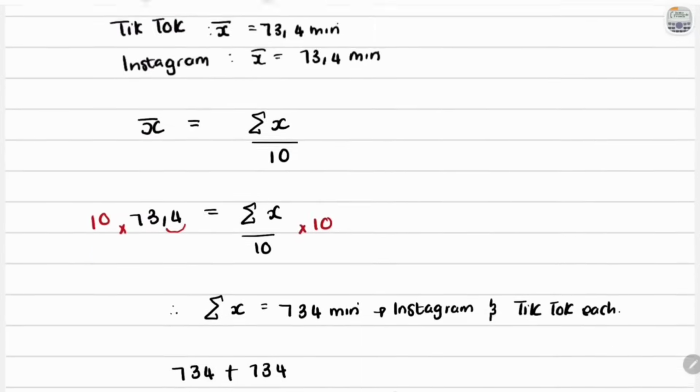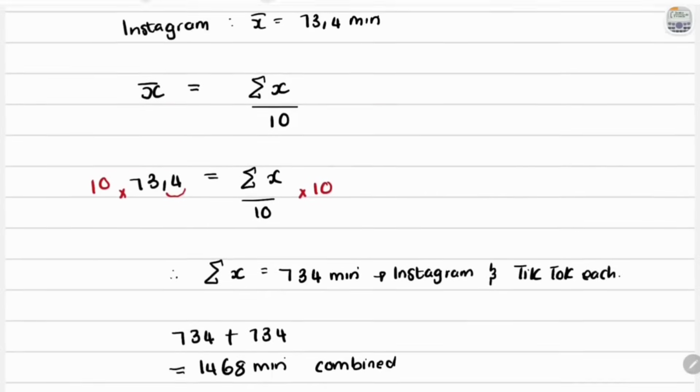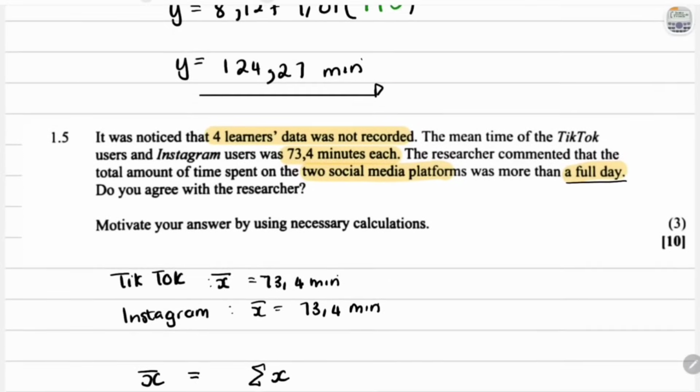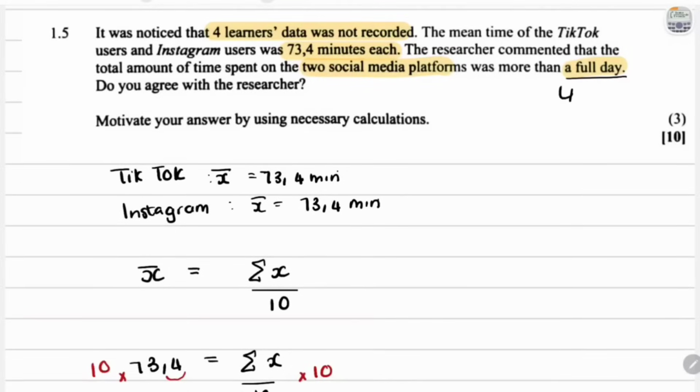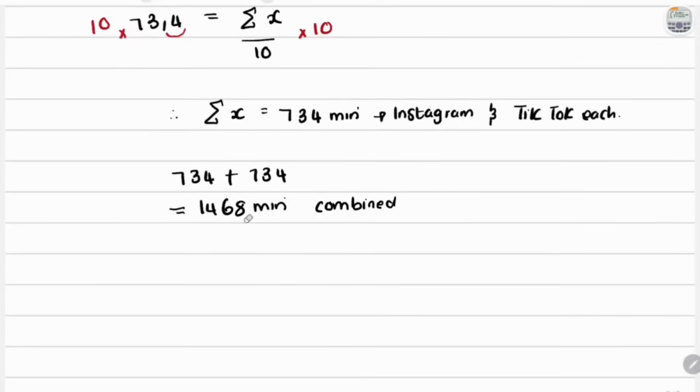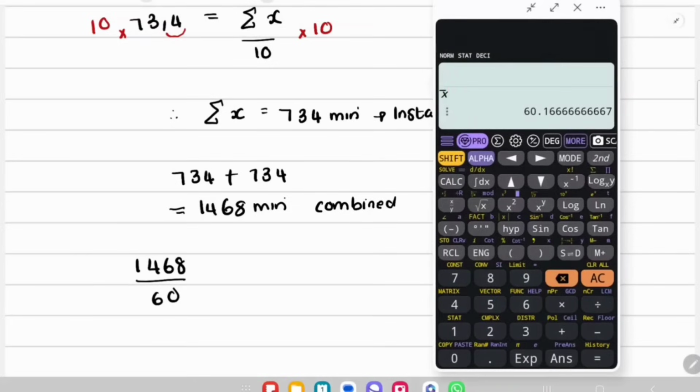And what we have to find out is if the time that they spent was more than a full day. A full day is how many hours? It's 24 hours. So we need to find out if this time is greater than 24 hours. Well, this is in minutes right now. It needs to be in hours to be compared to 24 hours, right? So we can convert that into hours by dividing this by 60. Okay, so if we take that and divide it by 60, let's see what we get.